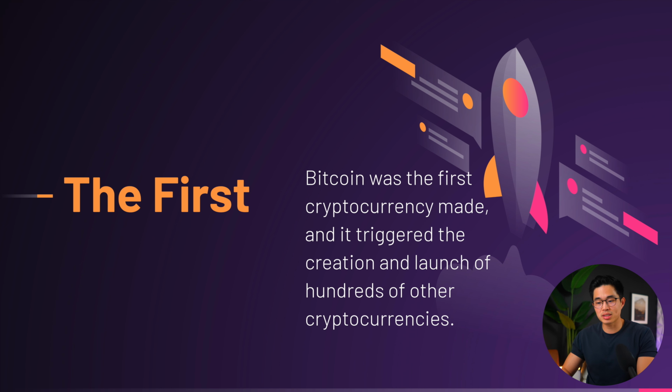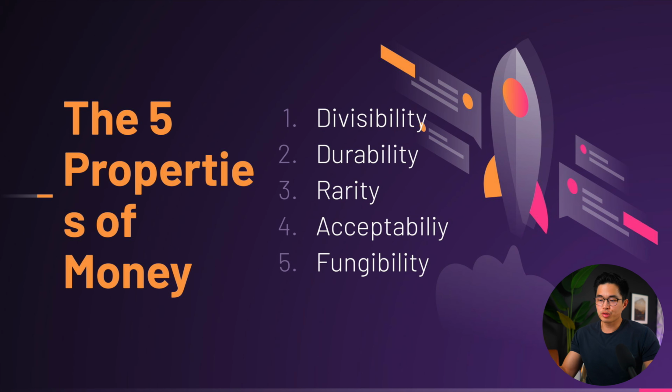Just like how tons of businesses compete for the number one spot, cryptocurrencies also compete against each other to, one day, maybe surpass Bitcoin's position in the industry, but that is highly unlikely. So to better understand Bitcoin's future in our world, we need to understand the 5 properties of money. Those 5 things are divisibility, durability, rarity, acceptability, and fungibility.